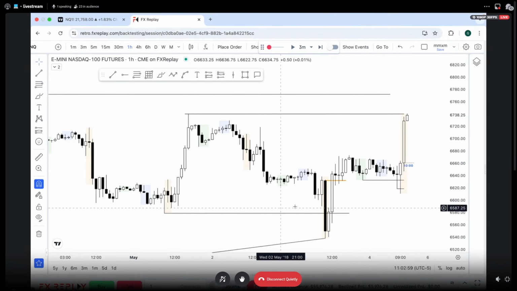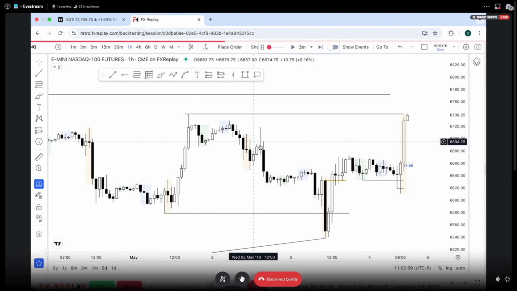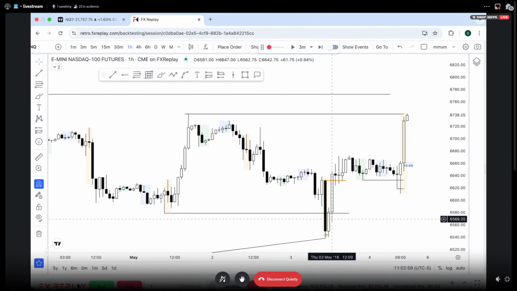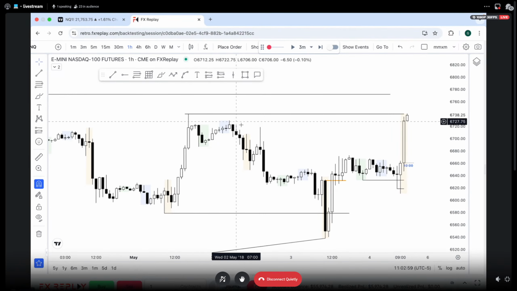Same thing on the hourly. It's very clear. When I drop to the hourly, when you see failure swings at the opposing side of manipulation, this is ideal, right? So manipulation, SMT, expansion away. That's the signature of reversal. Like I said, expansion, SMT expansion, and then failure swings.